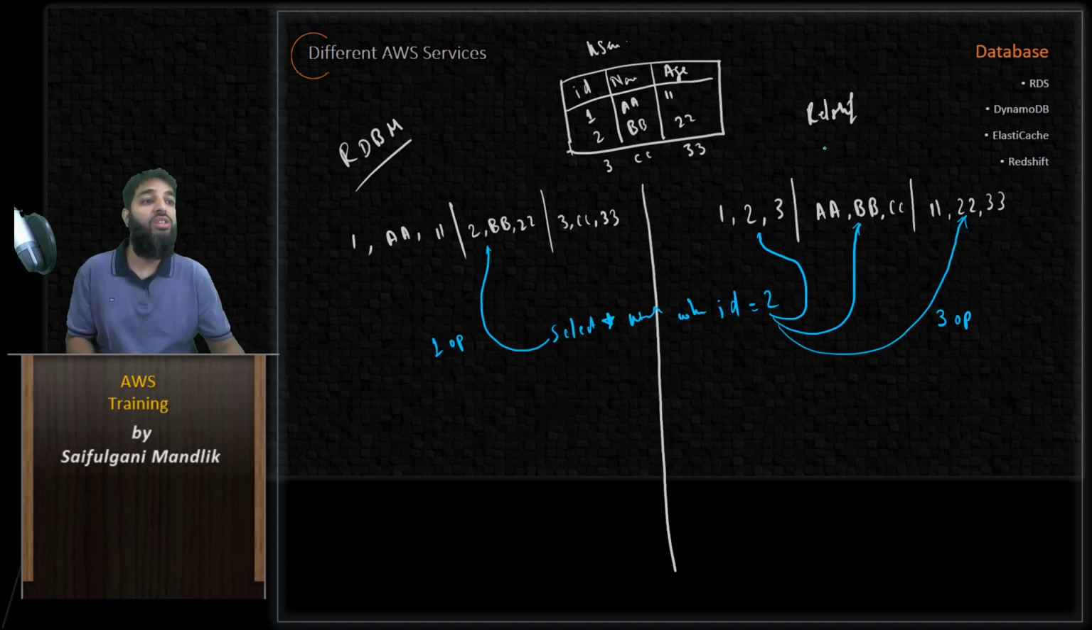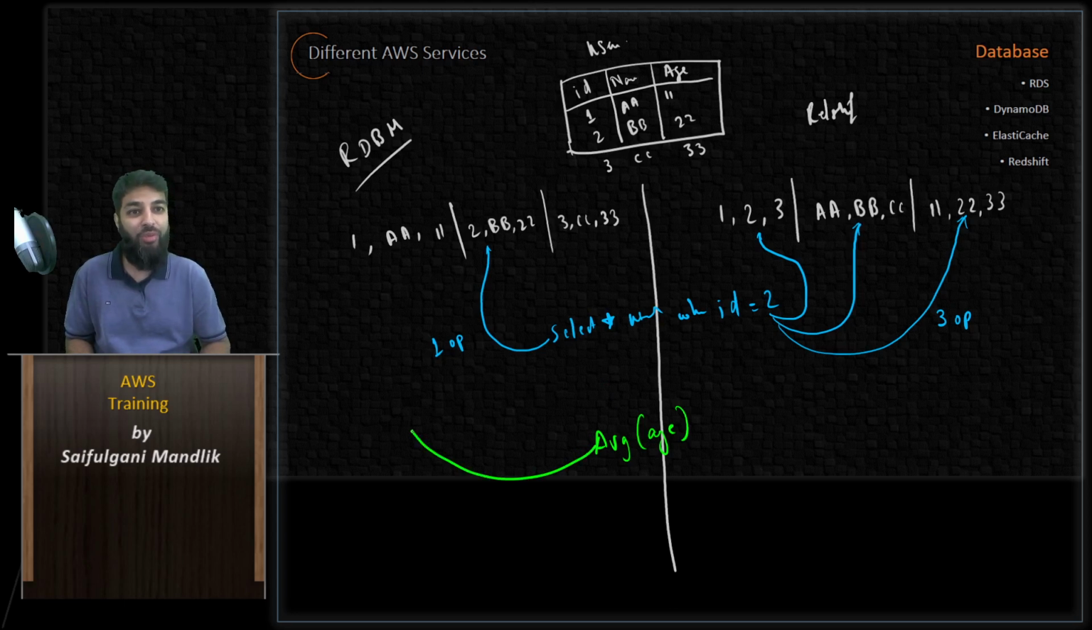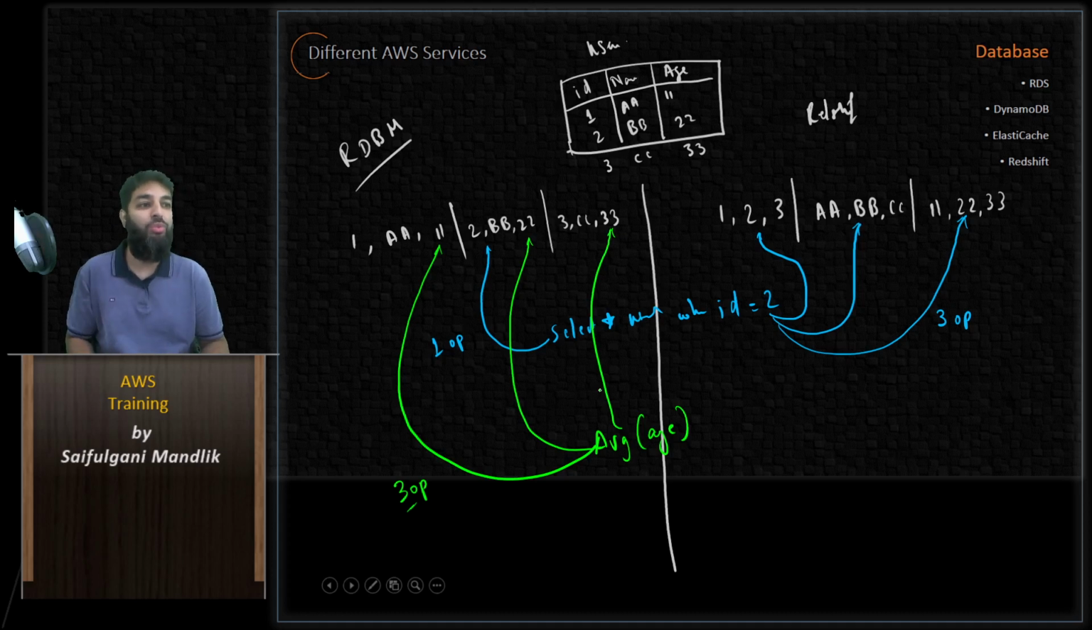However, there are some advantages of a columnar design. Let's take a use case of a different query. Let's say you want to find out the average age of all the customers. Now in this case, how many read operations will happen? In case of an RDBMS, one to retrieve 11, second to retrieve 22, and third to retrieve 33. Three read operations to retrieve your data, and then maybe the average would be performed.